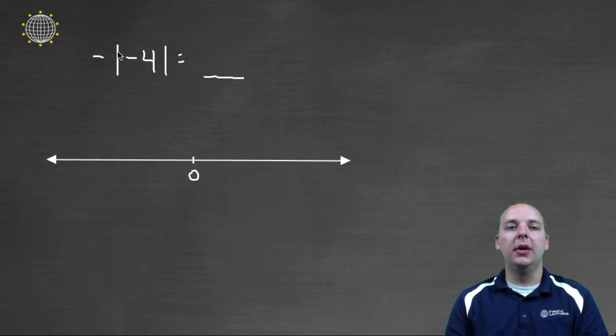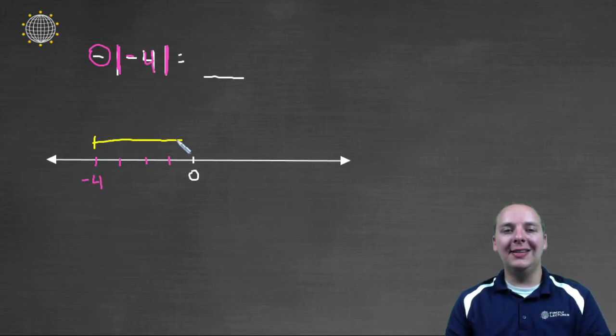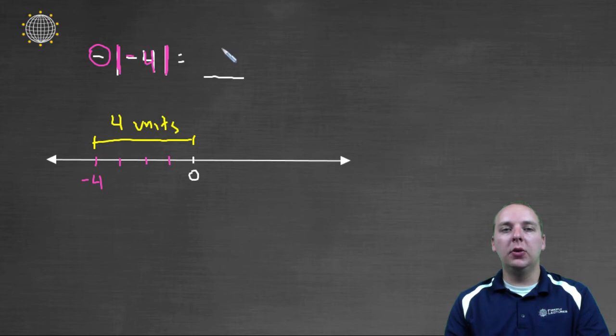For example, first we would need to take the absolute value of -4, and then when we're finished, we'll apply this negative. So let's begin. What is the absolute value of -4? So here we have -1, -2, -3. Here's -4. -4 is a distance of 4 units away from 0. So the absolute value would turn into a 4, but the negative is still there.